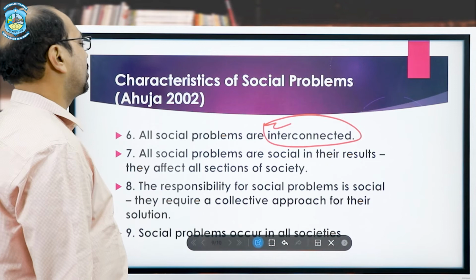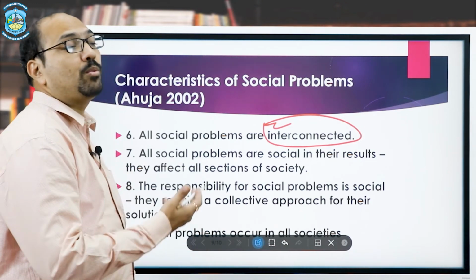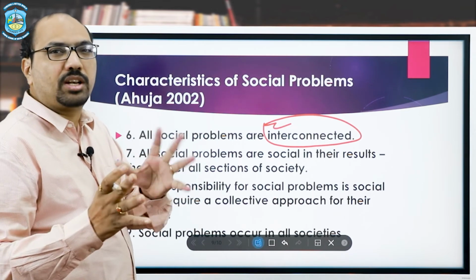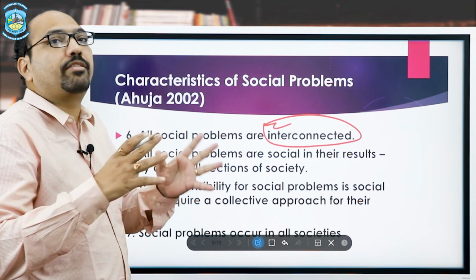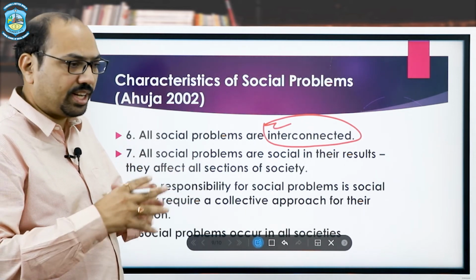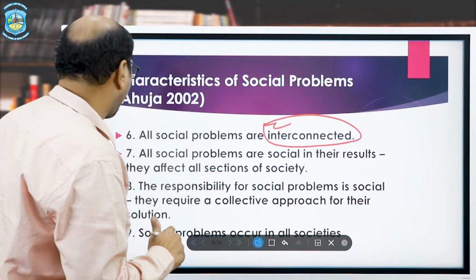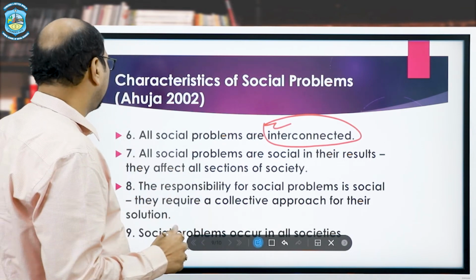Social problems are social in their results, meaning the problems have the potential to damage, but the damage would be social. The damage will not be in other spheres of life, for example financial matters or economy or political damage. The damage could be social in nature, so social relationships and things like that.